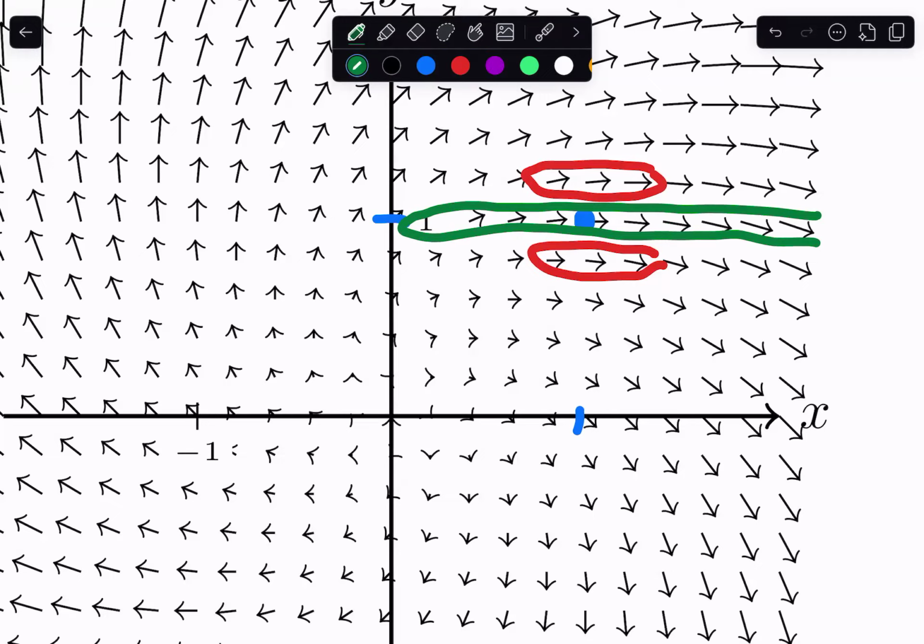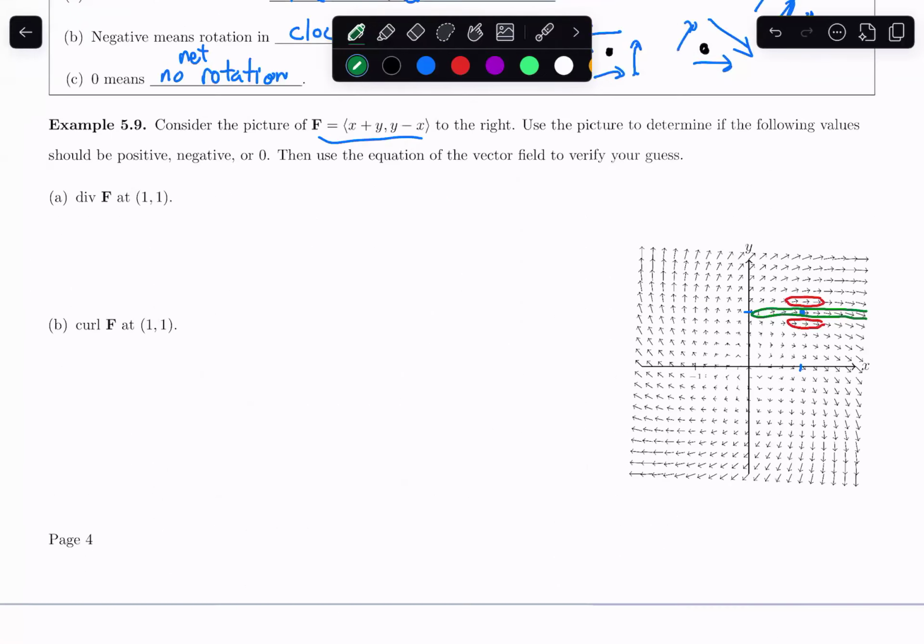And I would say as I move from left to right, it seems that the vectors on the right-hand side are getting longer than the vectors on the left-hand side. So I would guess that there's more coming out on the right-hand side than there is coming in on the left-hand side. So I'm going to guess that this is positive. So that's all my thoughts about divergence for this one. Let's go ahead and calculate it out really quick and see if we get this correct.